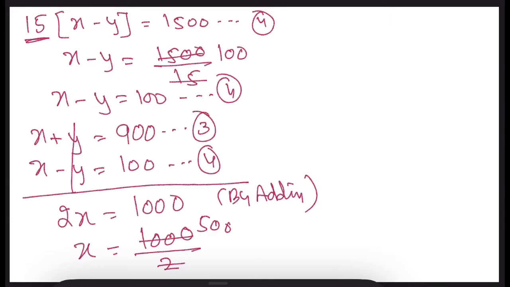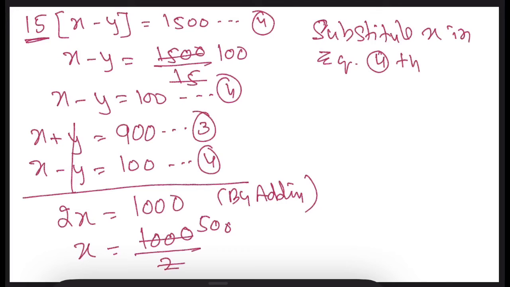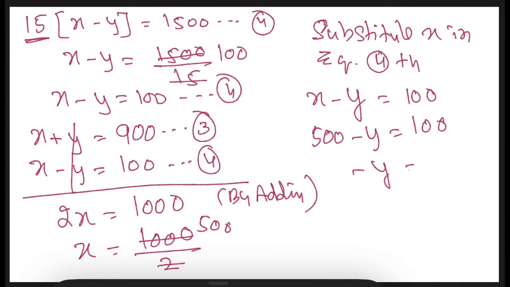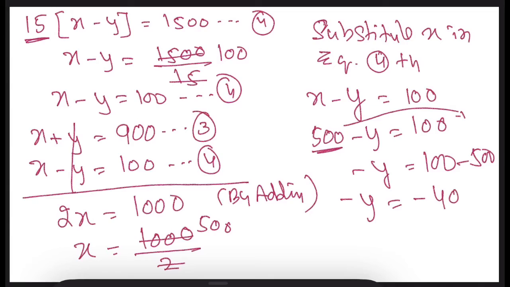Okay, so now substitute x in equation four. So x minus y equals 100. x is 500, so 500 minus y equals 100. This 500 will go to this side, becomes minus 500. So minus y equals minus 400. Y equals 400.